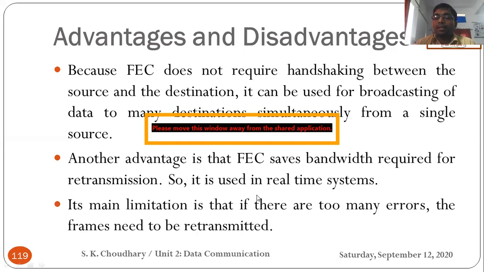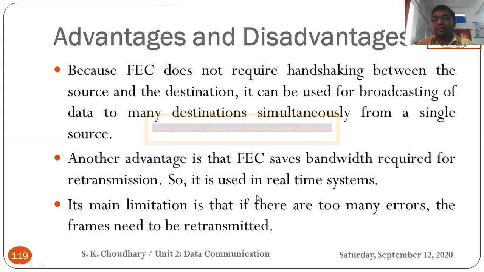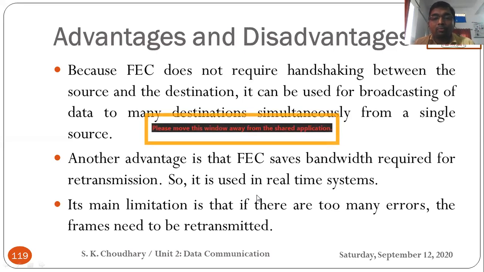It has one limitation: if there are too many errors, the frames need to be retransmitted, because no technique is available to correct too many errors. It would only be able to correct a limited number of errors. So at that time, the communication system requires retransmission of the same information. But this technique would not be able to perform the retransmission. This is one of the limitations of forward error correction.